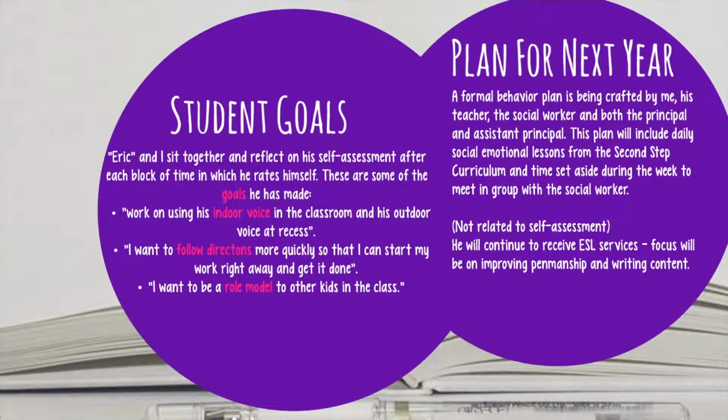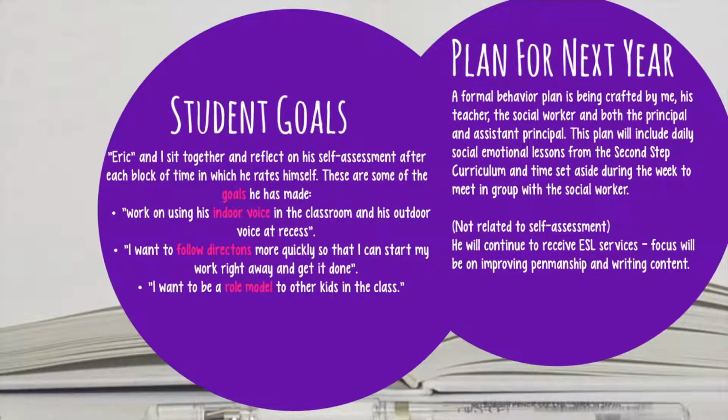Looking at his self-assessment, we came up with goals. Eric and I sit together to reflect on his self-assessment after each block of time in which he rates himself. He came up with some goals. He wants to work on his indoor voice in the classroom and outdoor voice at recess. Wants to follow directions more quickly so he can start his work right away. And he wants to be a role model.